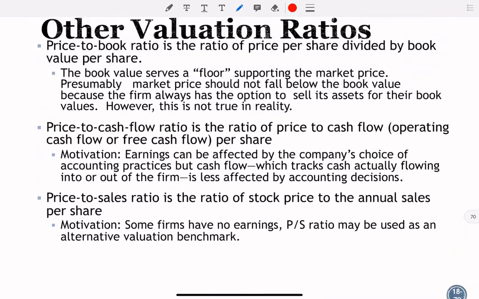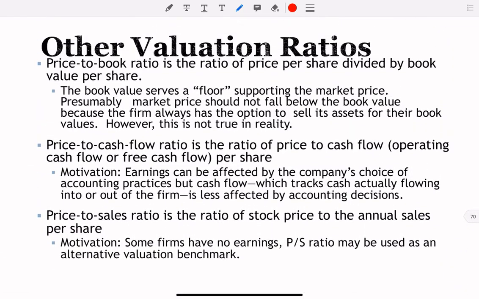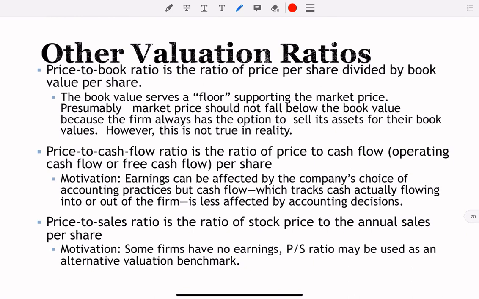We also have other valuation ratios. The first one is called PB ratio, right? So it's basically the ratio of stock price divided by the book value per share. Here, book value represents the shareholders' equity. Then we also have this price to cash flow ratio. So it's the ratio of price to a certain measure of cash flow. So you could use operating cash flow or even free cash flow.